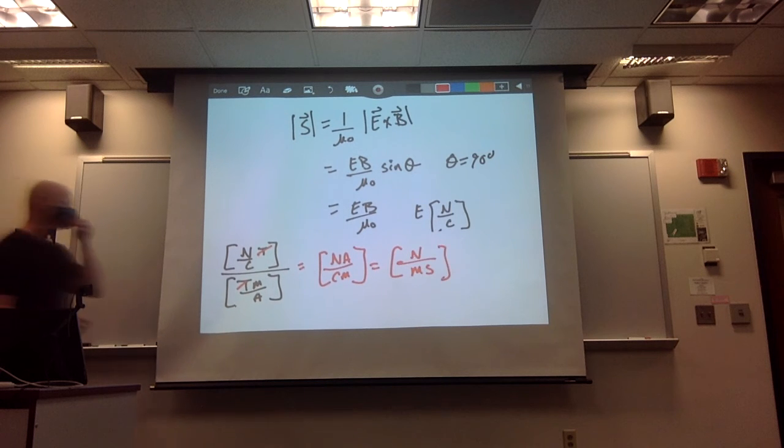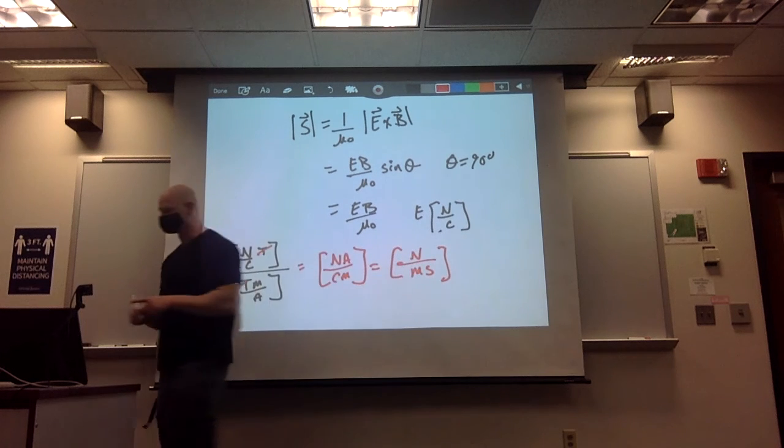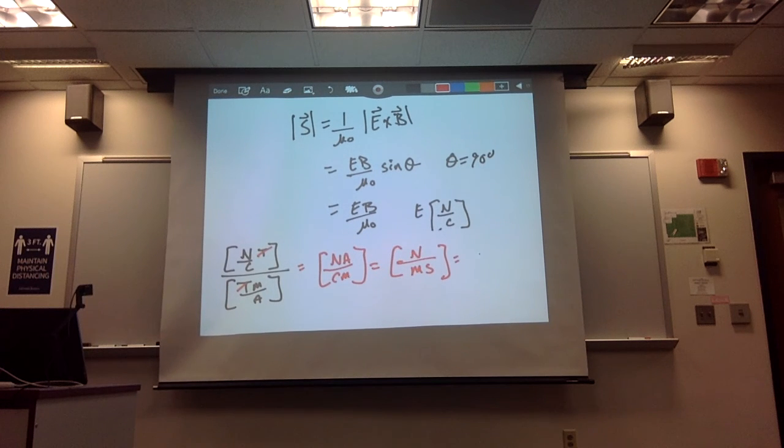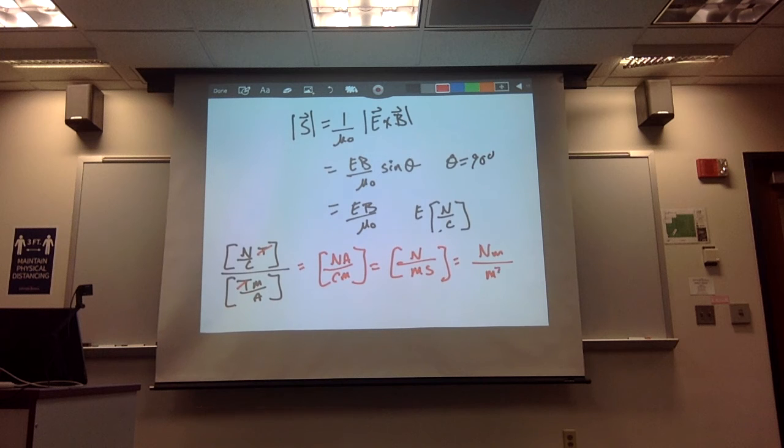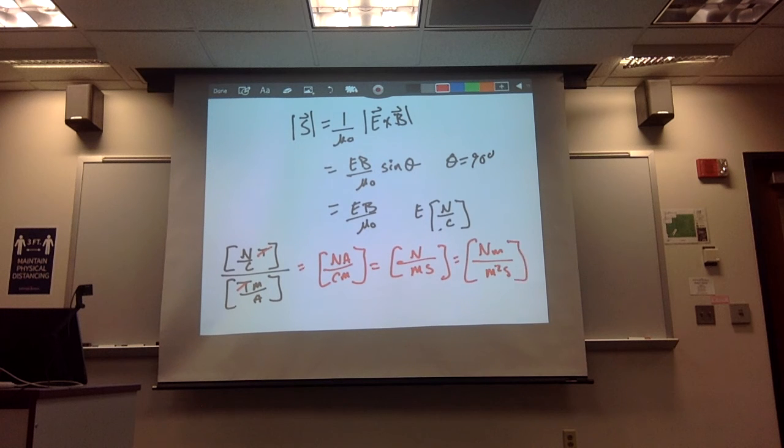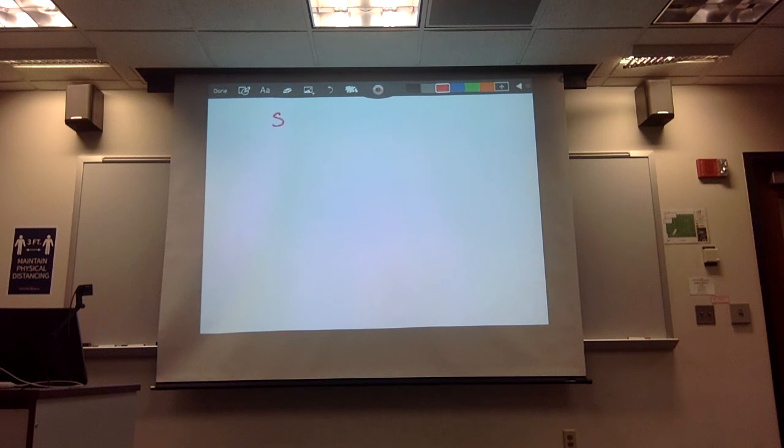Now I'm going to take this and multiply top and bottom by a meter. This is then a Newton meter per meter squared times a second. What's a Newton meter? It's a joule. So the magnitude of S has units of joules per meter squared second. But what's a joule per second? Power, that's a watt. So this is actually a watt per meter squared.